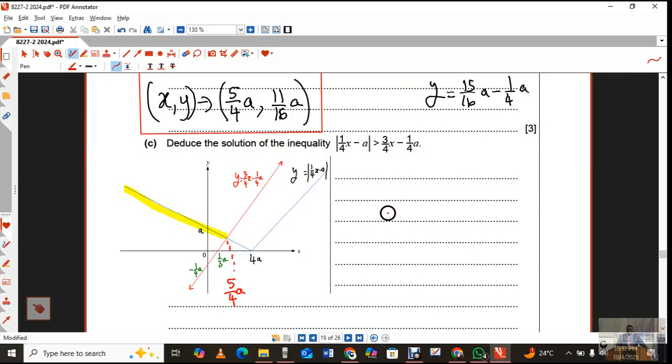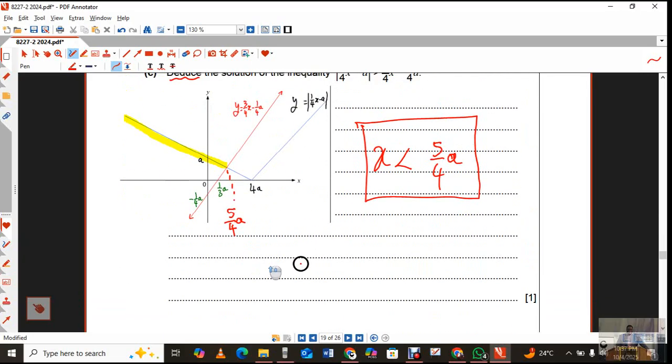So what is the value? X should be less than 5 over 4a. That is when the absolute value function is above the line. That's basically what it means there, and that is the answer. You had to deduce that, and you can use your diagram to help you to come to terms with that.